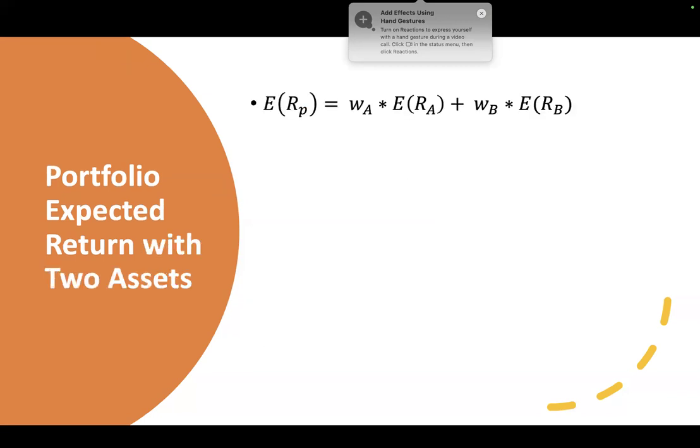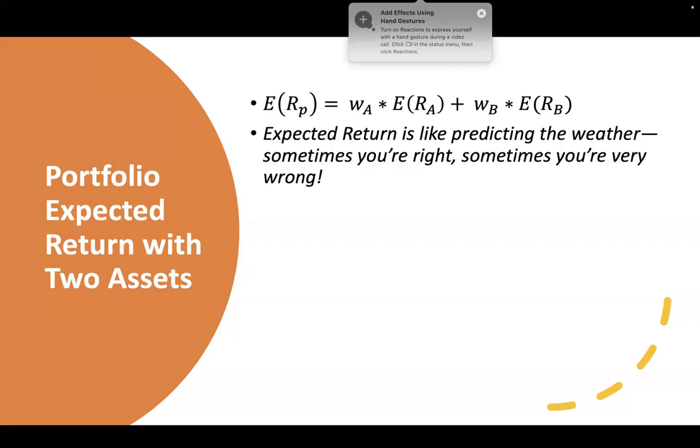Let's have a little bit of examples. So for the case of only two assets, that formula would be simplified to this. E of RP, we have W1 times E of R1 plus W2 times E of R2, yes. So expected return, so we are not talking about historical return, we are talking about expected return. It's like predicting the weather. Sometimes you're right, sometimes you might be really off, yes?